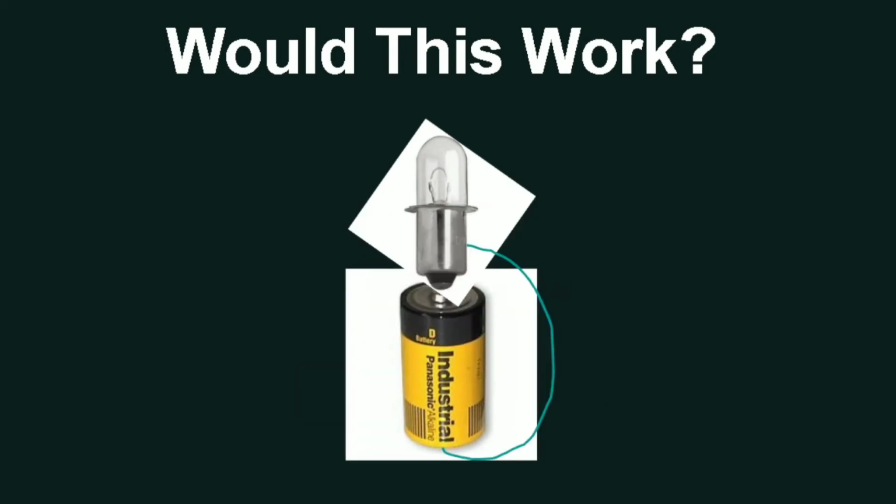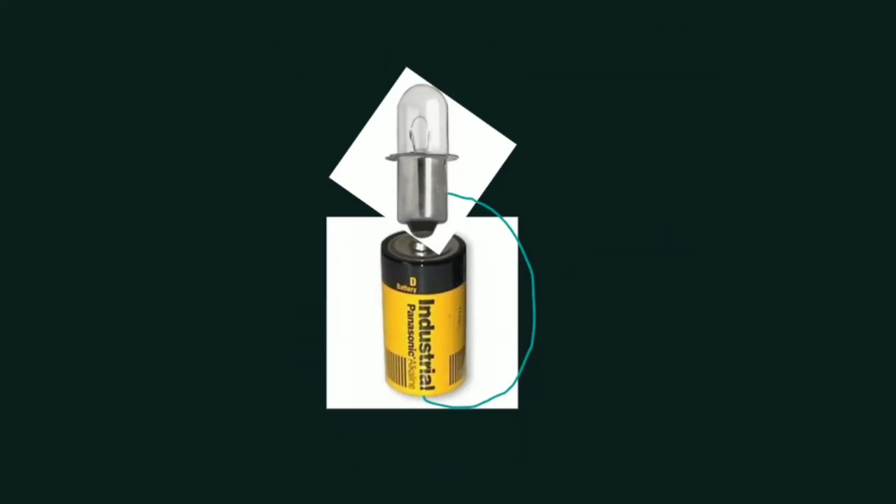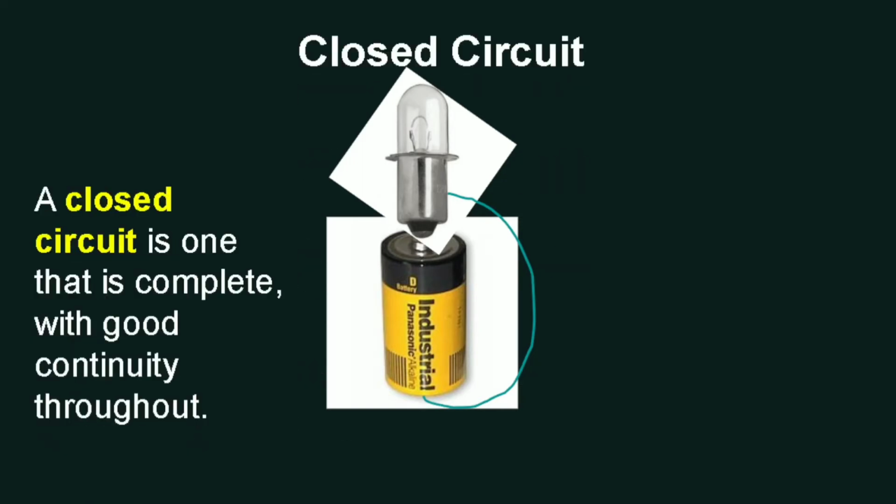Next, how about this? The connecting wire is connected on both sides of the load and both terminals are connected through the wire and the light. Would this work? Great. This would work since both terminals are connected and we have wires connected to the bulb, therefore it will work. We call this circuit a closed circuit. A closed circuit is one that is complete with good continuity throughout.